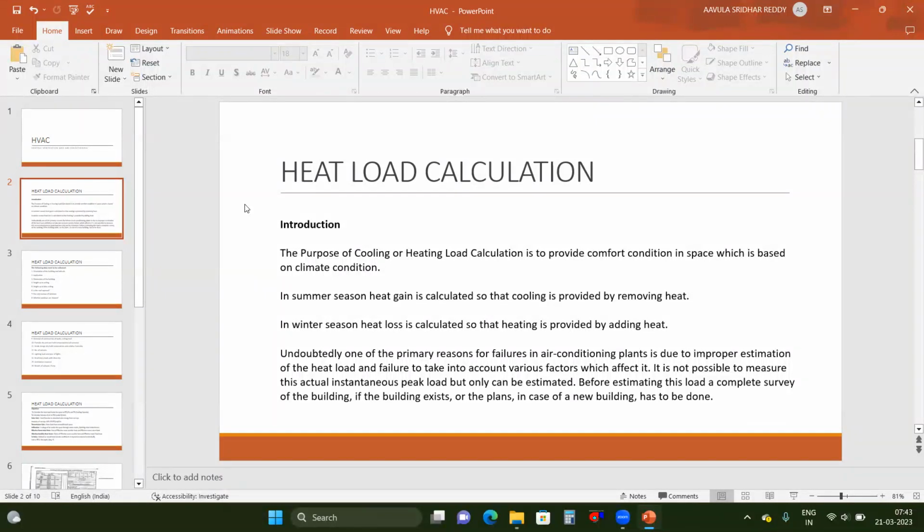Next one, it is not possible to measure the actual instantaneous peak load, but only to estimate it. Before estimating this load, a complete survey of the building, if the building exists, or the plans in case of a new building, has to be done. So heat load is not a perfect estimation. We cannot estimate it exactly because it has major effects.